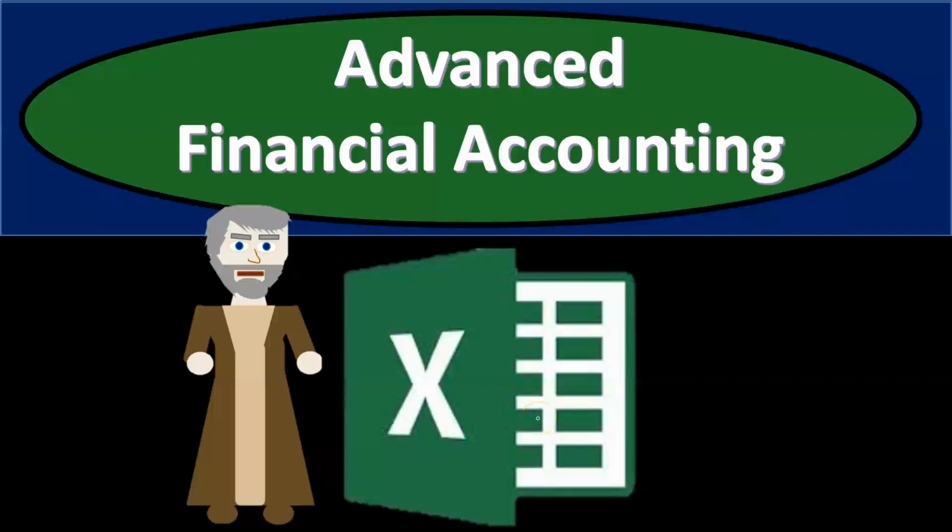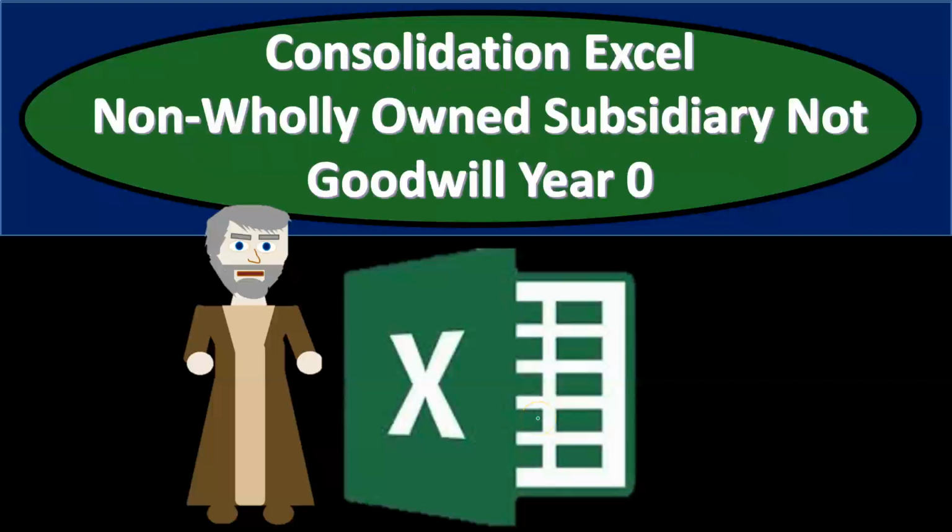Advanced Financial Accounting. In this presentation, we're going to go through a consolidation process within Excel. This consolidation will be for a non-wholly owned subsidiary where there's no goodwill involved, and we're going to do the consolidation right after the point in time where the transaction took place where there is a controlling interest.